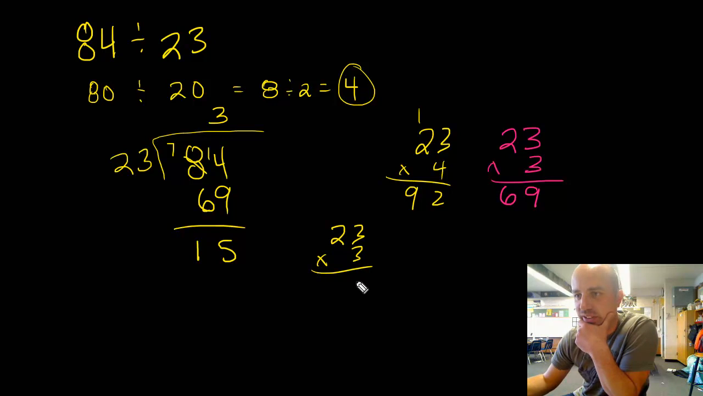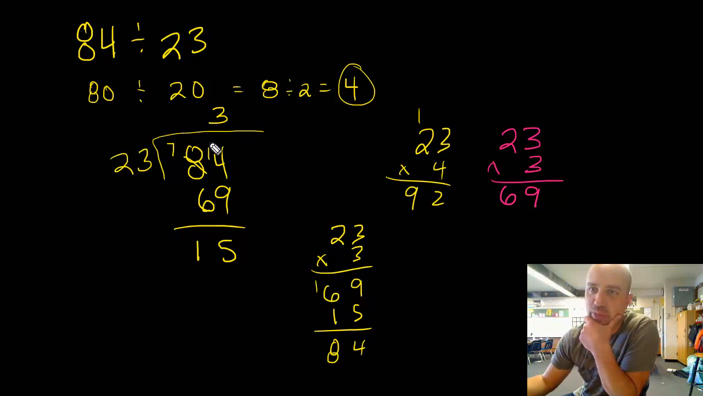3 and 3 is 9. And 3 and 2 is 6. And I'm going to add in my 15. And 5 and 9 is 14. And 6 and 1 is 7, plus 1 is 8, and I have 84, which matches up with my original quotient.